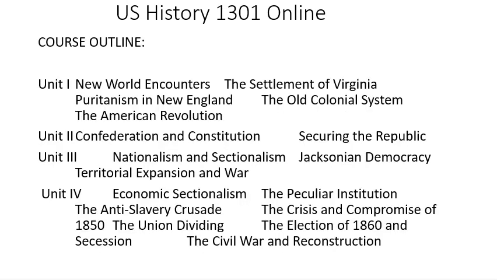Okay, the class itself breaks down into 4 units. You can see here we've got Unit 1. It's got 5 topics in it: New World Encounters, Virginia, Puritanism in New England, the Old Colonial System, and the American Revolution. And really the way this class works is, while you watch those recorded lectures, we get to a point where we wage a war, like the American Revolution there. And after that war, we'll take exam number 1.